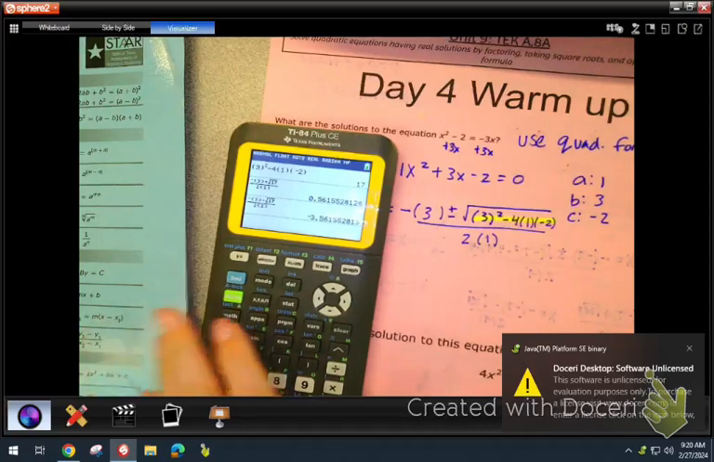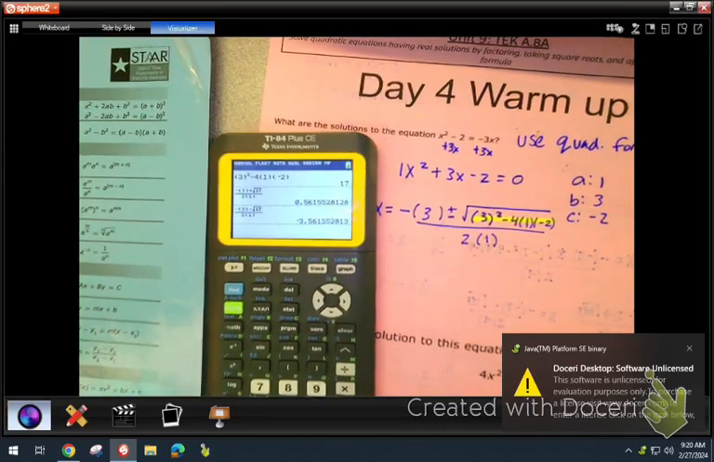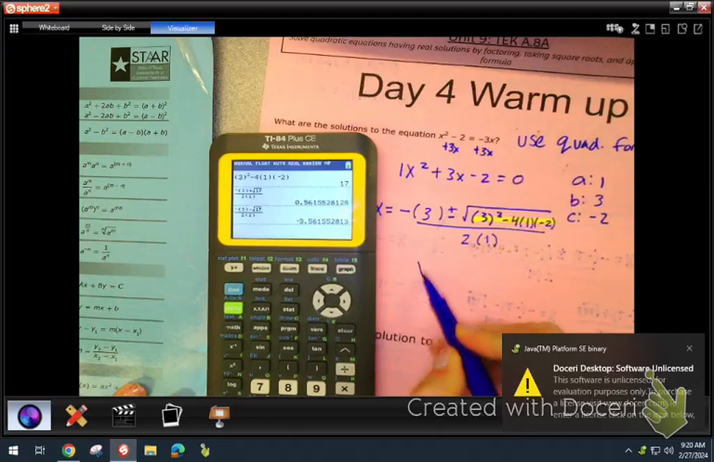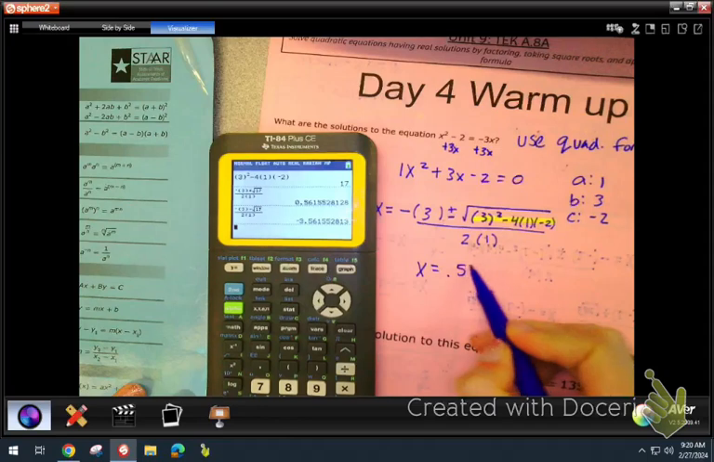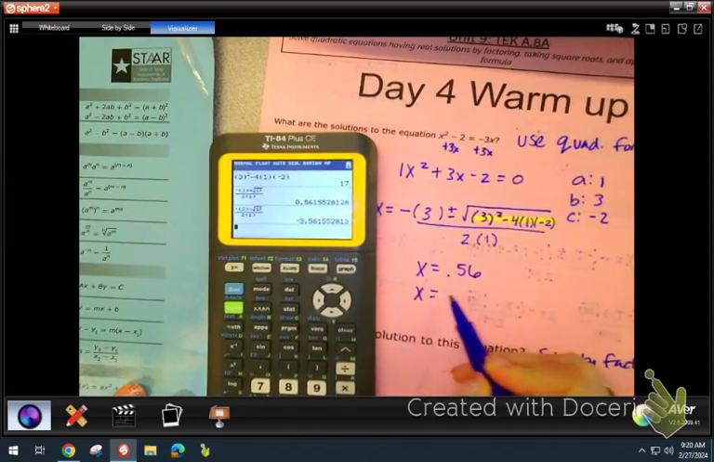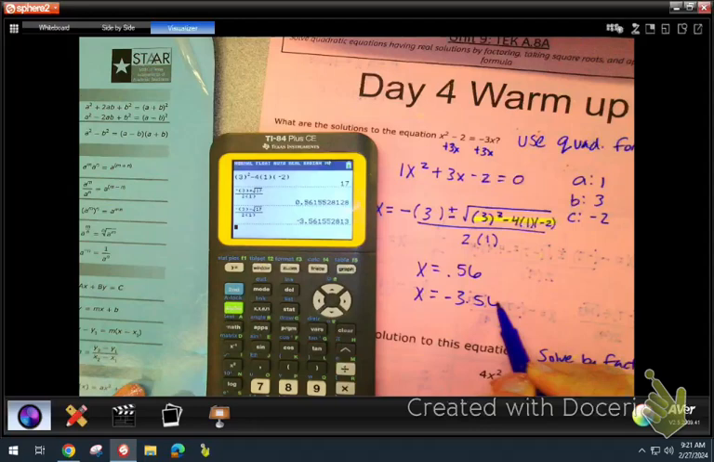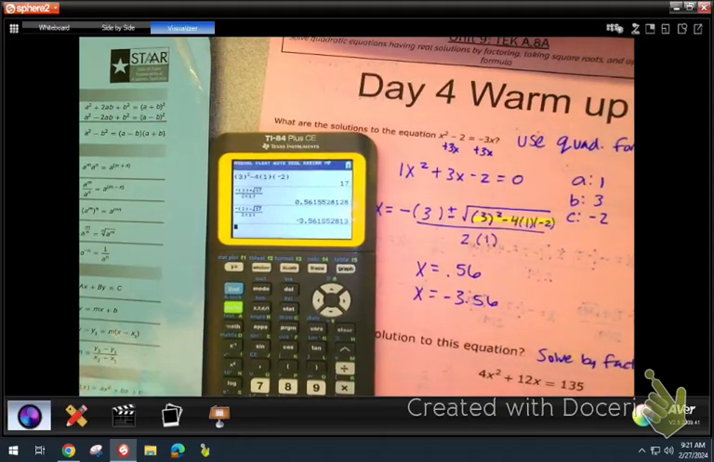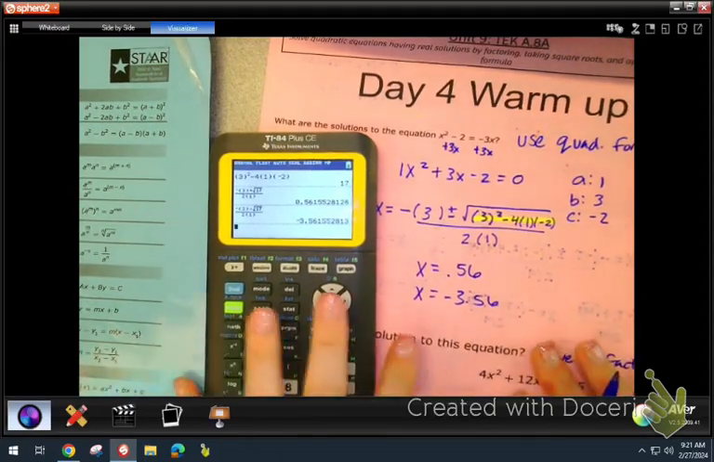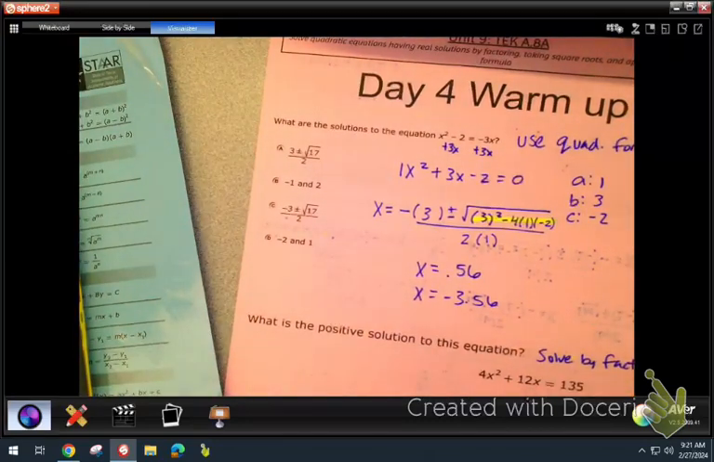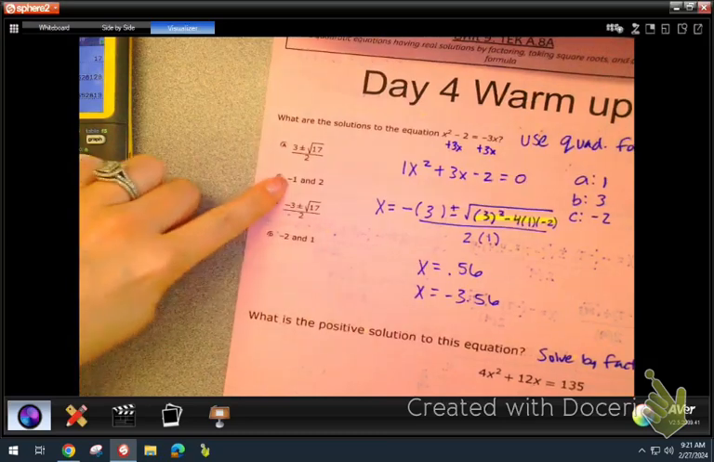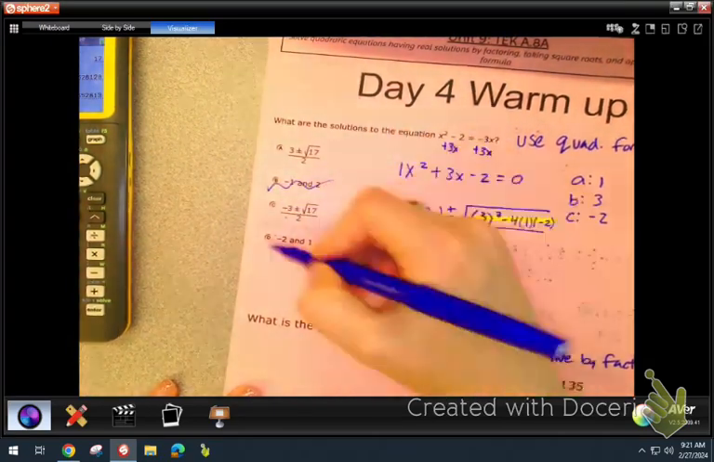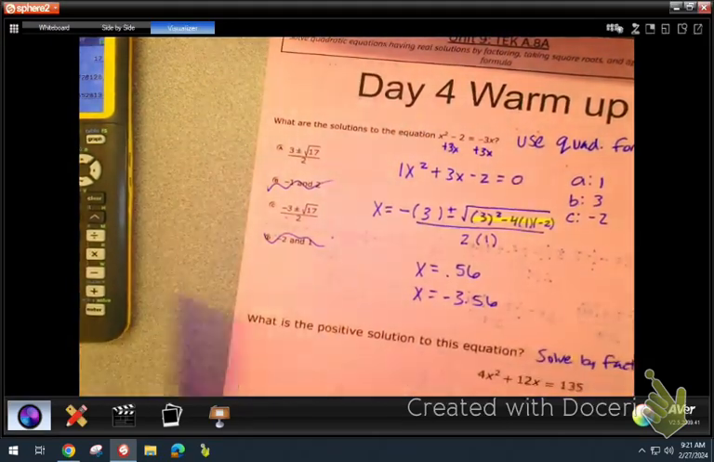So these are the two decimals that I got. But as I said, we have answer choices here. And it will tell you, I think we will do hundredths here, 0.56, x equals negative 3.56. That's the hundredths. But I have those right here. Now, does this look like any of my answer choices? No. Okay, what two can I immediately throw out? Did we get nice, pretty numbers? No. Okay, so now we have to choose between A and C.